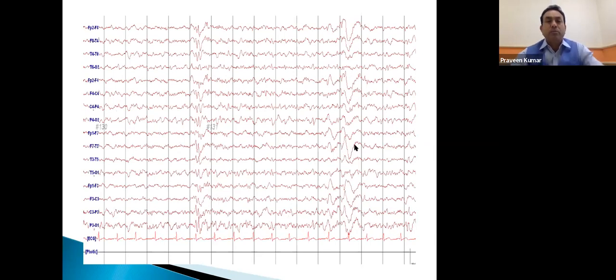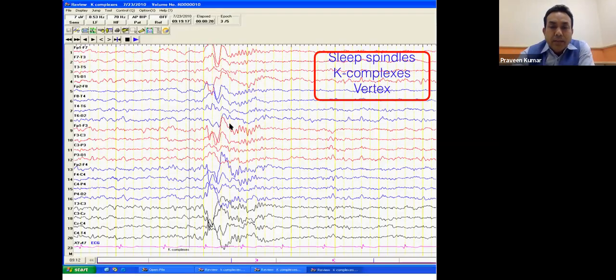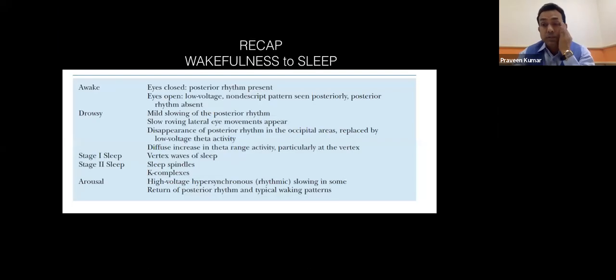Characteristics of waveforms. So these are the spindles, as you saw, spindle-like activity, and these are the K complexes. The more you see these in sleep EEGs, the more you get accumulated with these kinds of complexes. Drowsiness I will skip because it is not so routinely seen.